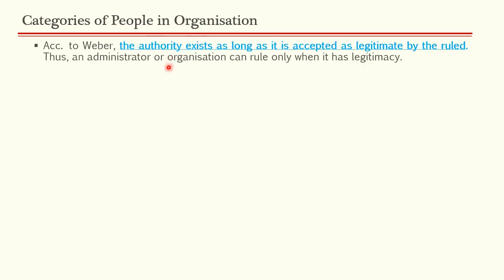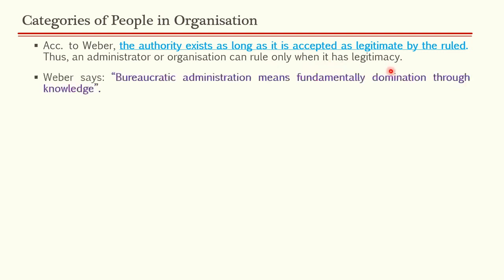So moving on, categories of people in an organization. Weber gave us some categories of people that exist in any organization. According to Weber, the authority exists as long as it is accepted as legitimate by the ruled. As I have said, this will be the common running theme for a couple of slides. Basically, you have the authority as long as it is considered legitimate. As soon as you lose this legitimacy, as soon as people reject your right to command them, you lose the authority. Thus, an administrator or organization can rule only when it has legitimacy.